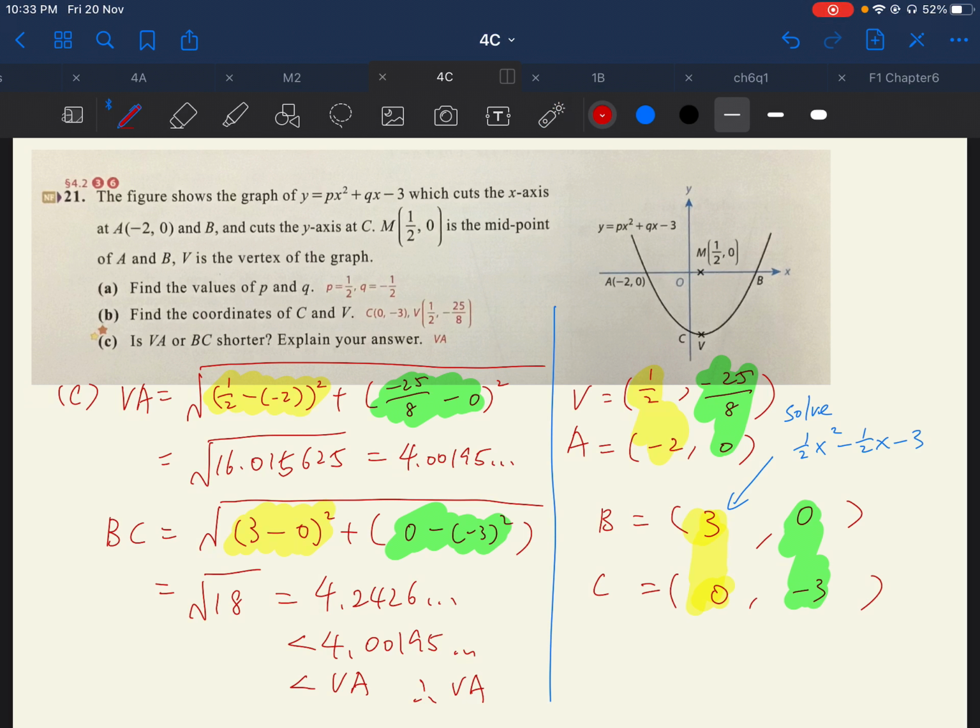Or you can try to solve this equals 0. If you solve this, you will have two roots. One is negative 2, which is already here. The other one is 3, so B must be 3, 0. So you have the coordinates of B. C is already found, it's just the y-intercept. Same idea, you will find BC equals square root of 18. Then you conclude that BA is actually shorter.